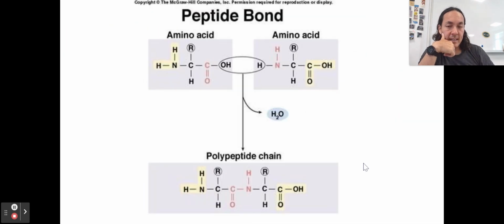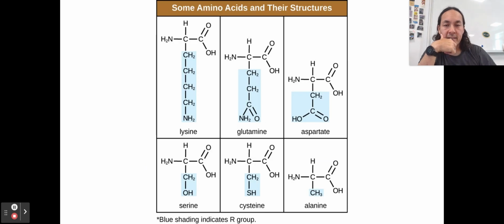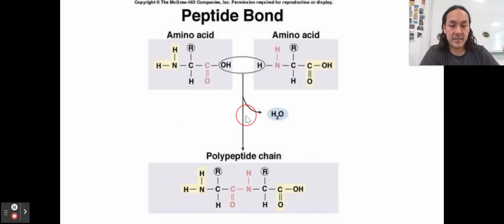So one thing I failed to mention there is that amino acids all have the same backbone. Look at how they all have H2N, CH, COOH. But what's different is called the R group. And the R group can be radically different. So look at how different lysine looks from alanine. Very different. Or aspartate from glutamine. And that's going to give each amino acid different properties. Some of them like water, some of them don't like water, etc.